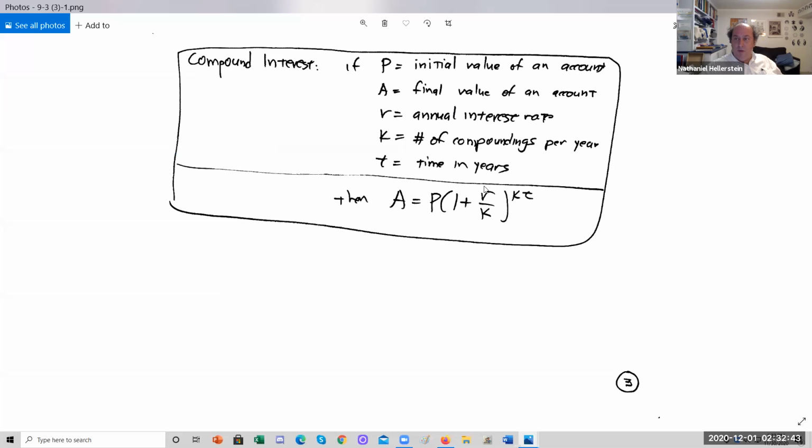Okay, so here's one use of the exponential: compound interest. If P is the initial value, or what's called the present value of an account, and A is the final value or future value of that account, and R is the annual interest rate, and K is how many times it compounds per year, and T is time in years, then A equals P times 1 plus R over K to the power KT. This is an exponential in T. Generally starts small, ends big.